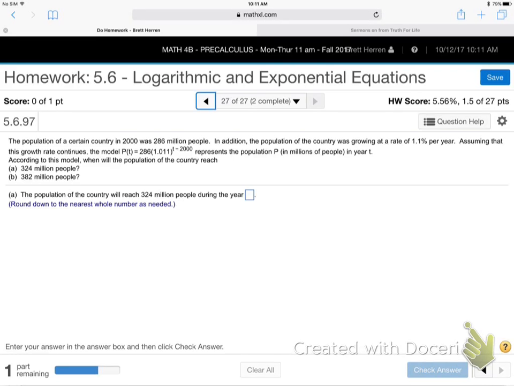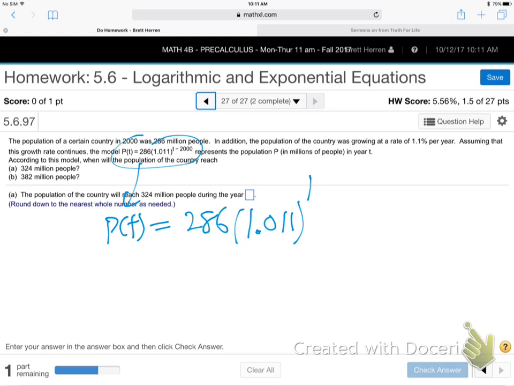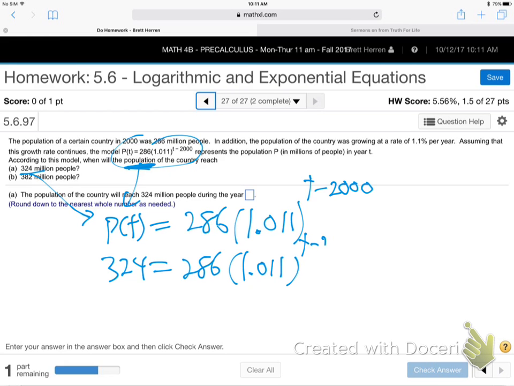All right, number 27. They give me this function: P of t equals 286 times 1.011 to the t minus 2,000. And they ask, when is the population going to be 324 million people? So you just put that in for P: 324 equals 286 times 1.011 to the t minus 2,000. Making sense up to there?